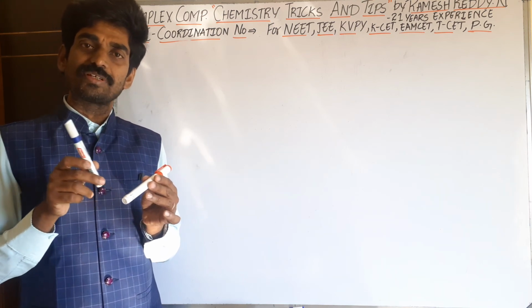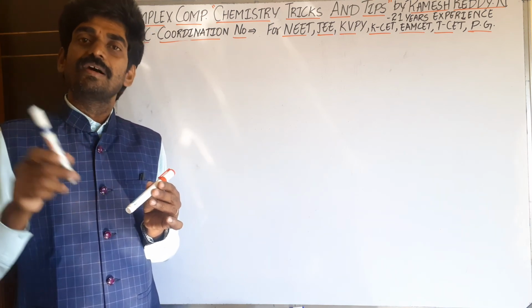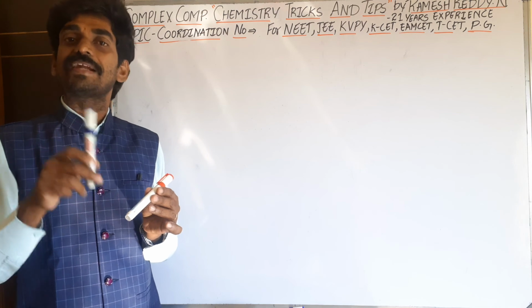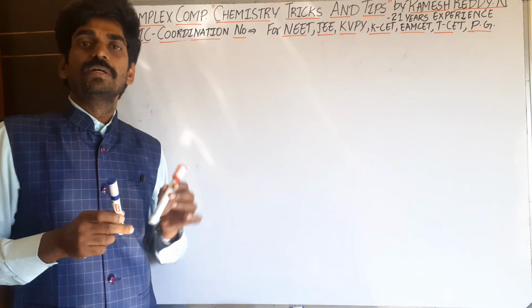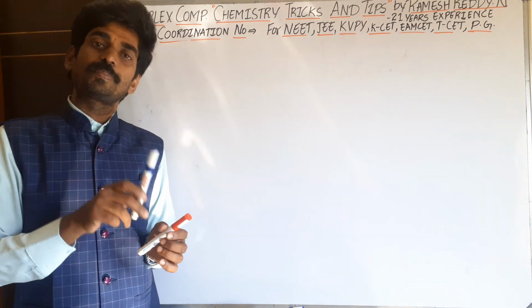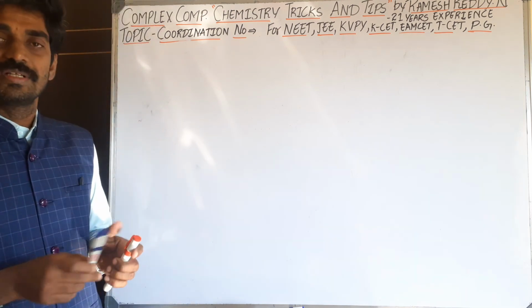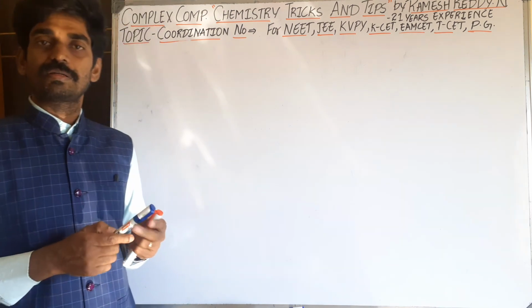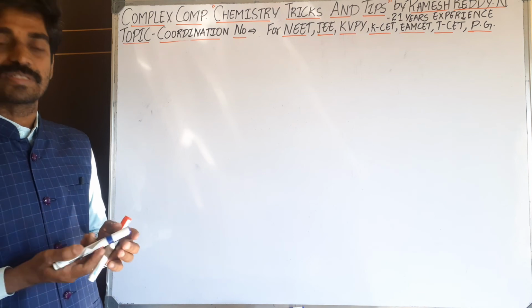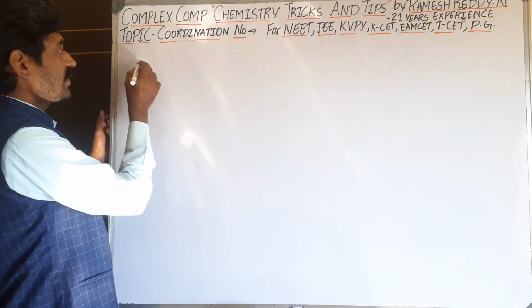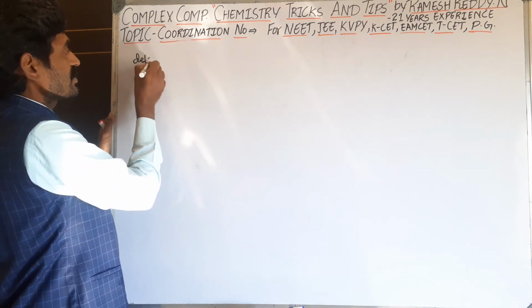This coordination number is different for different metal atoms in different complexes. Then let us do the different examples that appeared in competitive examinations like JEE Mains and Advanced. We will do all types of questions with some typical examples also, right? So first of all, what is coordination number?